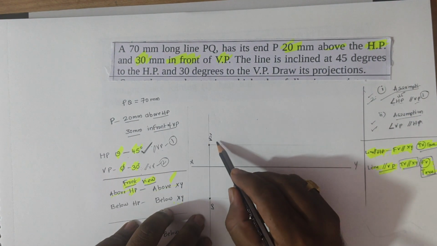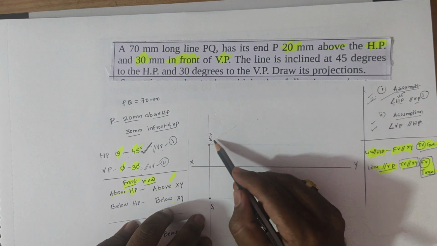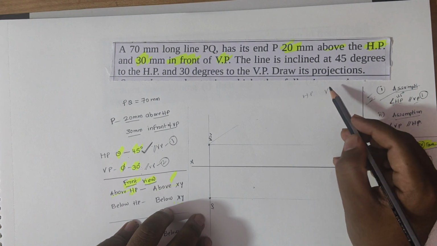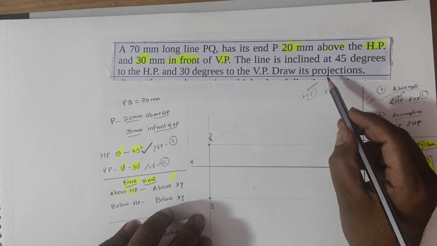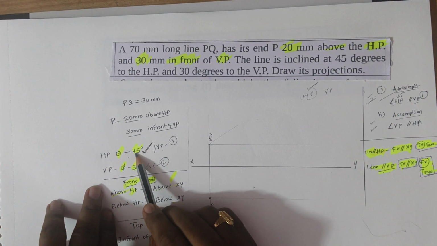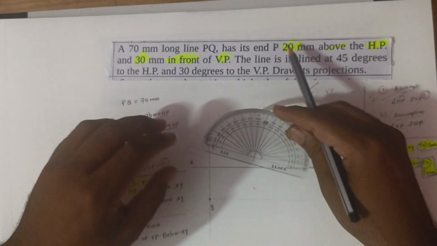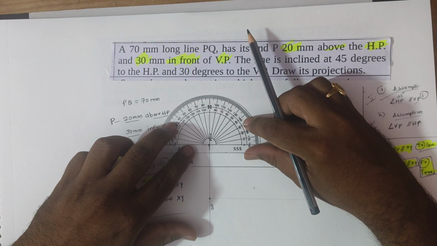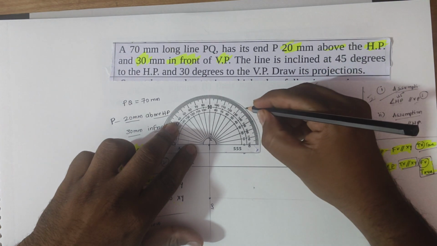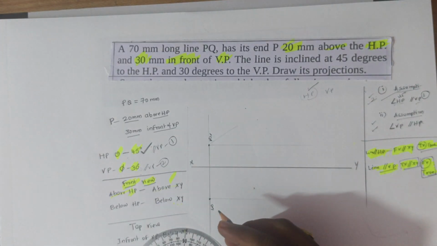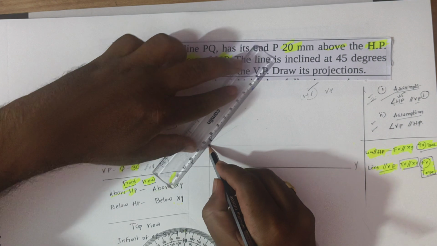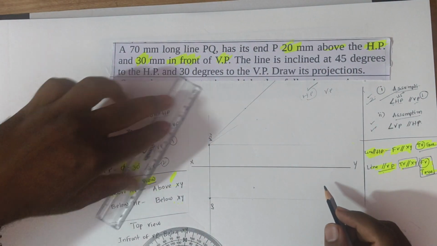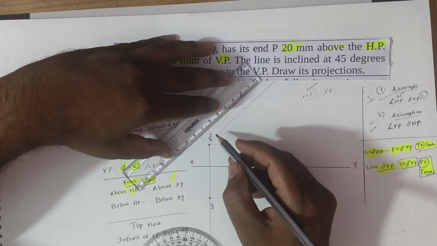Now tell me, to start the problem with the front view, what inclination is required, with respect to HP or with respect to VP? Front view always depends upon the HP. You should know the inclination with HP, 45 degree. Now let us draw a line with 45 degree. And what is the length of the line? 70 mm is the length of the line.